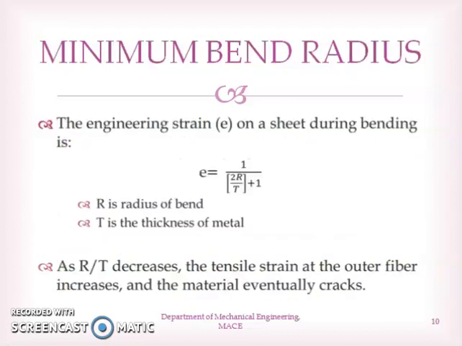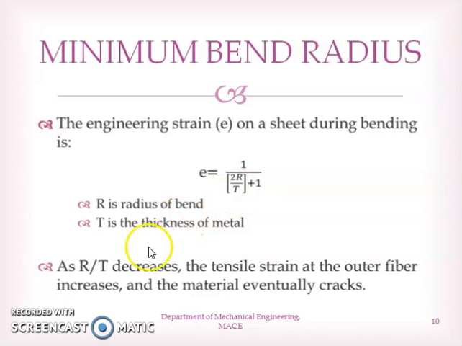Another concept in bending is minimum bend radius. We must be careful about the minimum bend radius for getting the required bend. Otherwise, if you are not considering the minimum bend radius, there may be chances of failure or propagation of cracks. The engineering strain on sheet metal during bending can be calculated by this equation.